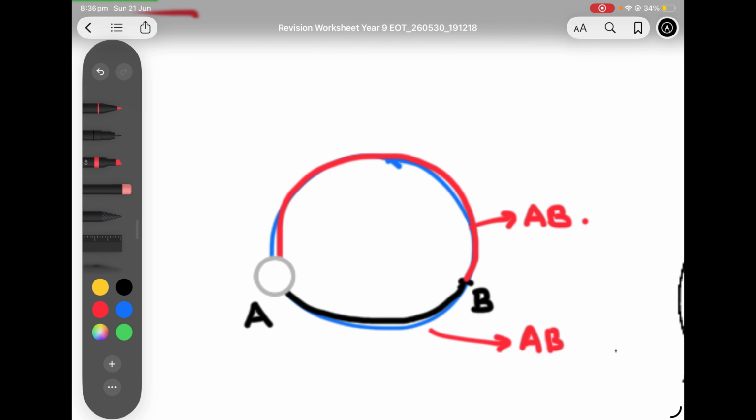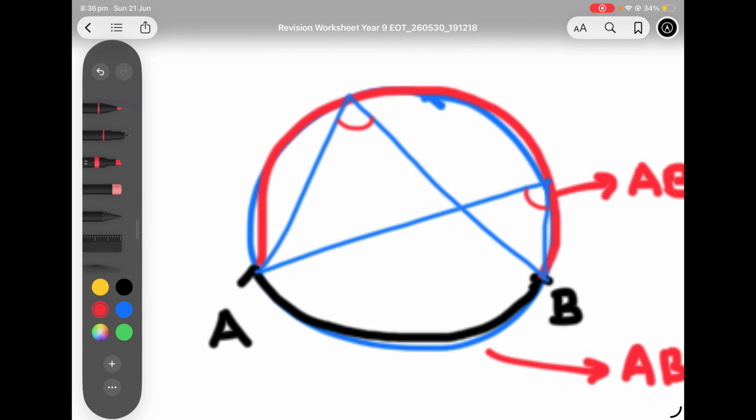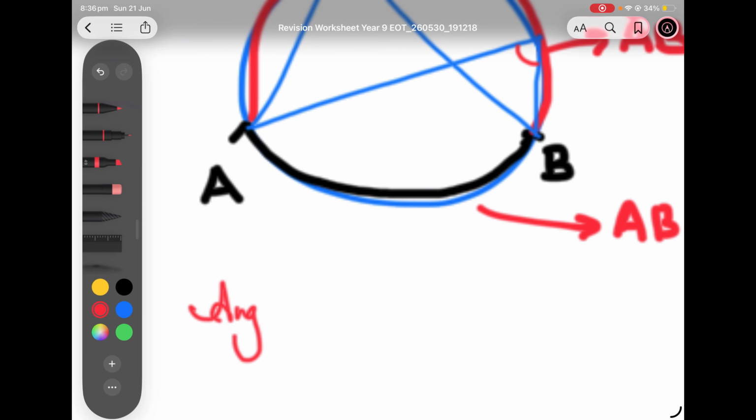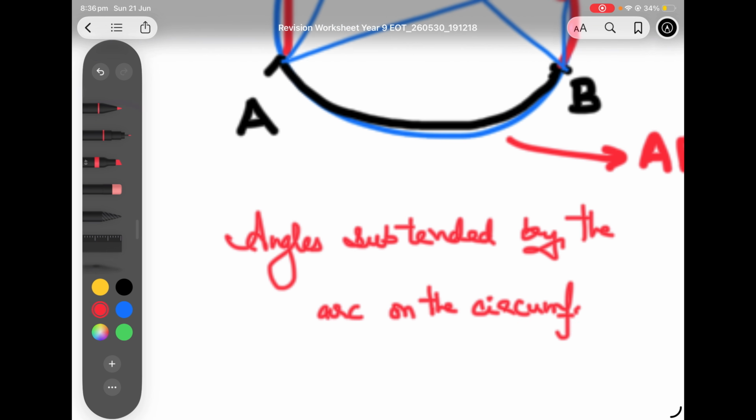What are they? When the arc is making an angle on the circumference, suppose here, and the same arc is making another angle on the circumference, then these two angles, no matter what, will be equal. So this particular thing is called angles subtended by the arc, there's only one arc, on the circumference will be equal.